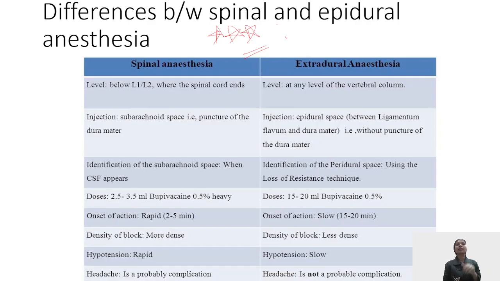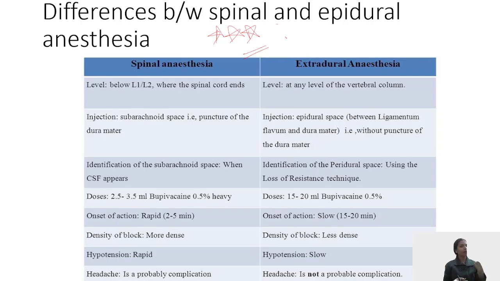In spinal, the injection is in the subarachnoid space, whereas in epidural the injection is in the epidural space, which is between the ligamentum flavum and the dura mater. Identification: in spinal, the CSF flows when you put the needle inside, whereas in epidural anesthesia we have the loss of resistance, as I told you, it's a negative space. The drug required in spinal anesthesia is a lesser dose or volume, whereas in epidural a large amount of drug is required.